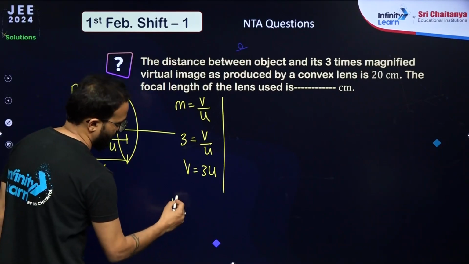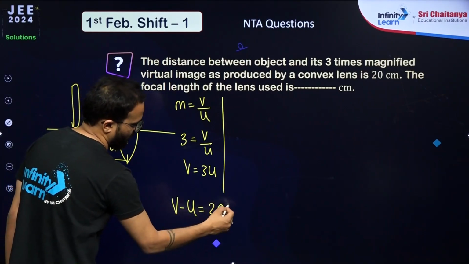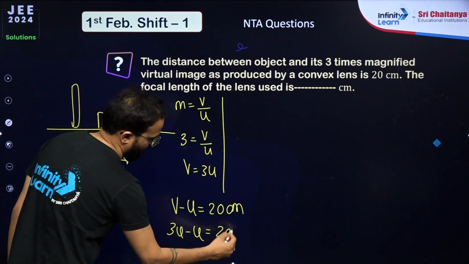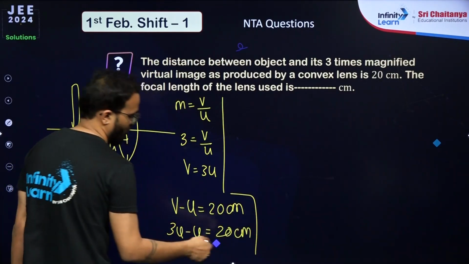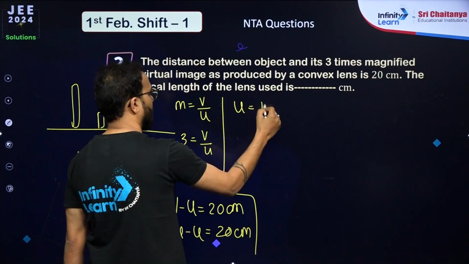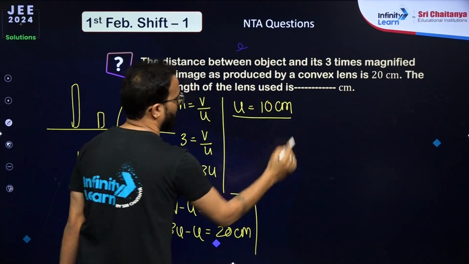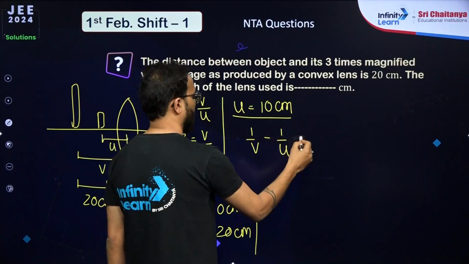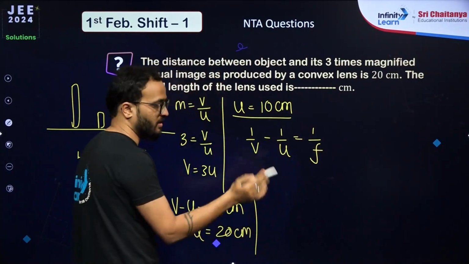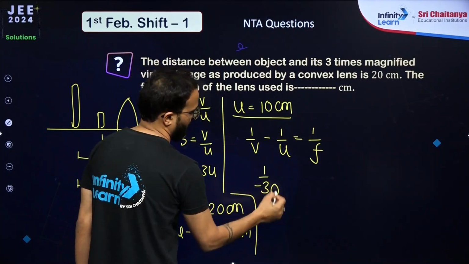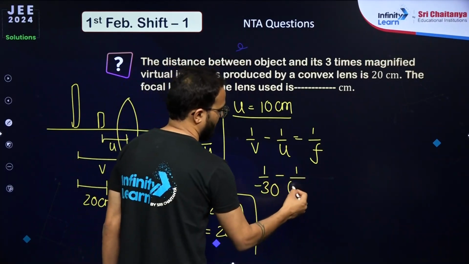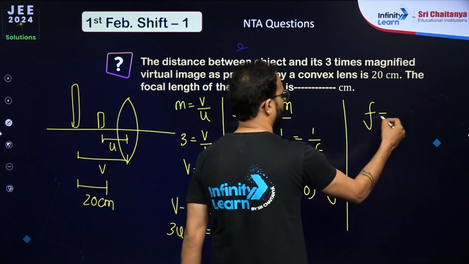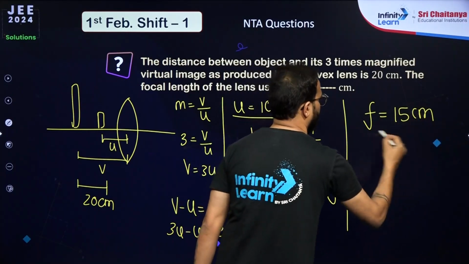So magnitude-wise, v minus u is equal to 20 centimeter. 3u minus u is 20 centimeter. So 2u is 20, u is 10 centimeter, right? If u is 10 centimeter, then 1 by v minus 1 by u is 1 by f. Now put the values along with the sign: 1 by minus 30 minus 1 by minus 10 is equal to 1 by f. On solving this, the focal length will come out to be 15 centimeter.